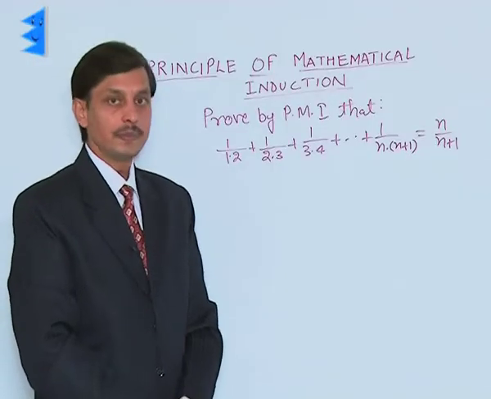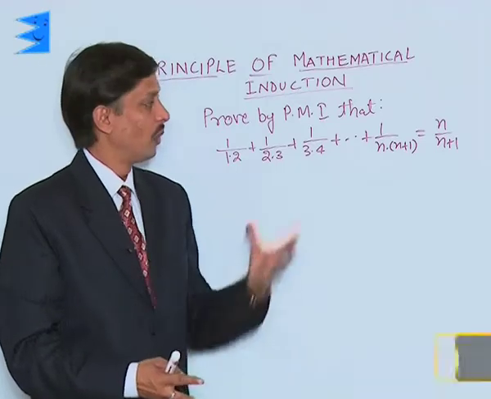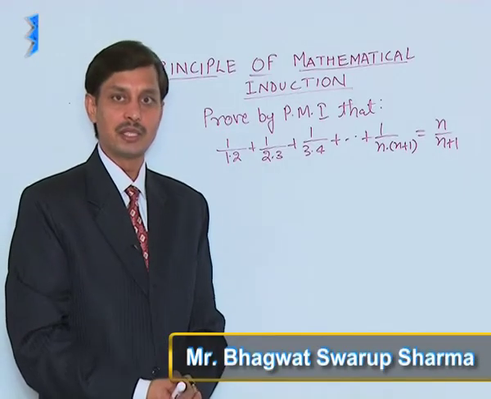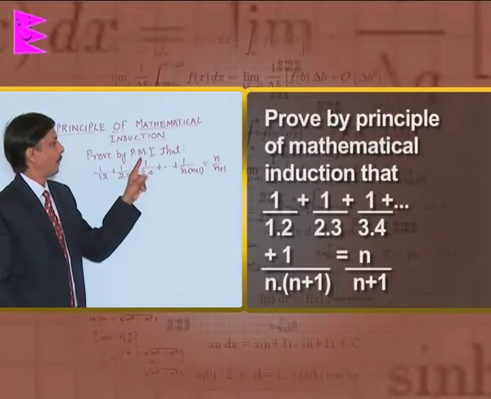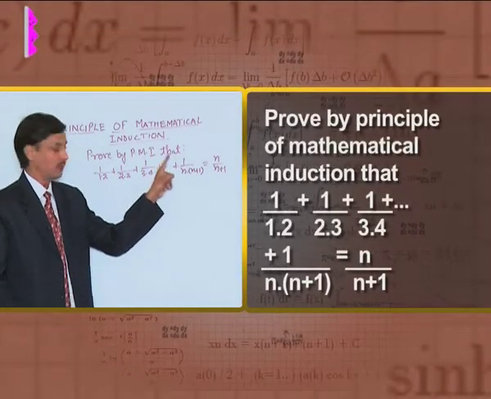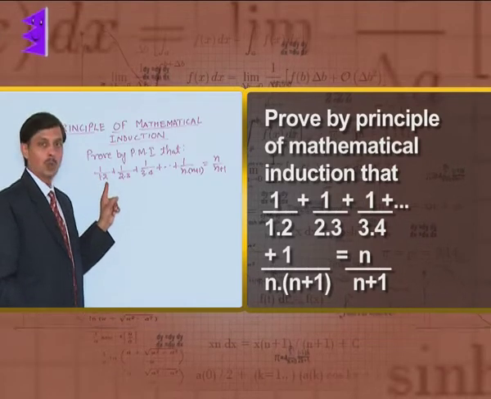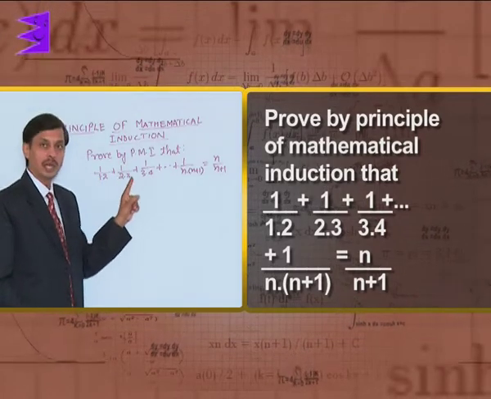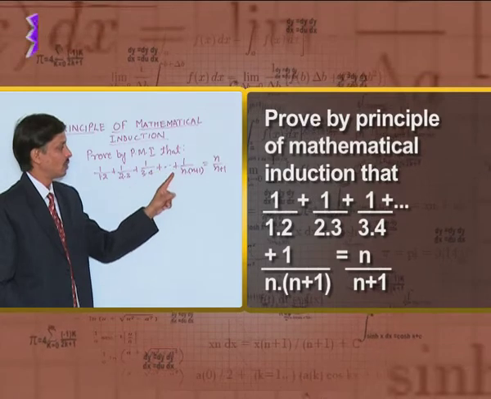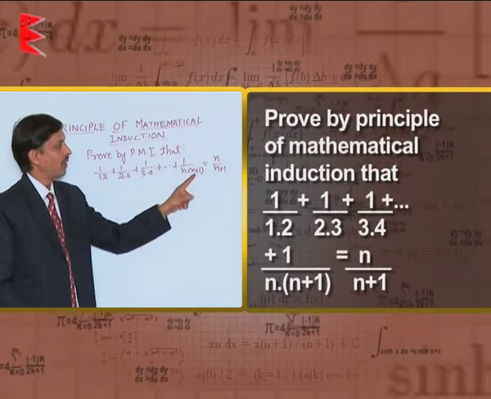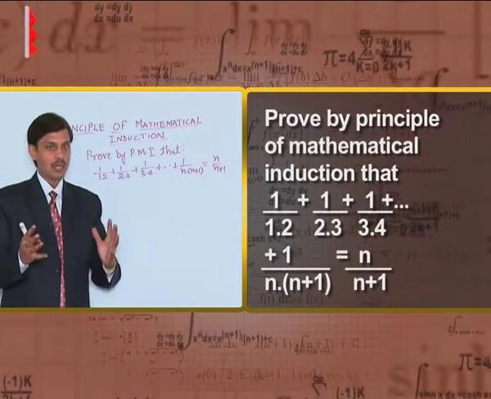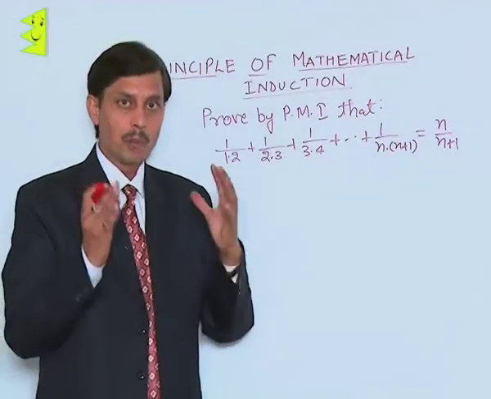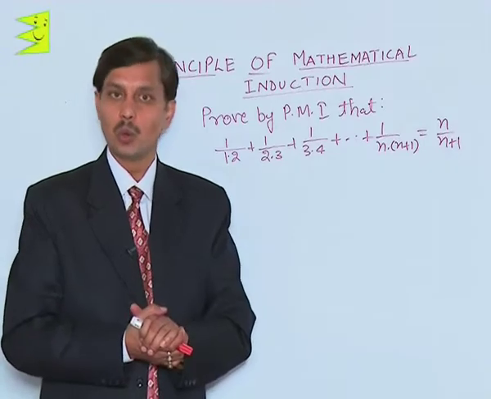Now I am taking another question where the principle of mathematical induction, that is PMI, needs to apply. Prove by the principle of mathematical induction that 1 upon 1 into 2 plus 1 upon 2 into 3 plus 1 upon 3 into 4 plus dot dot dot plus 1 upon n into n plus 1 is equal to n upon n plus 1. Again, the same procedure is to be followed.